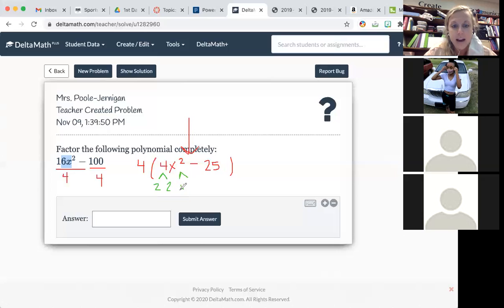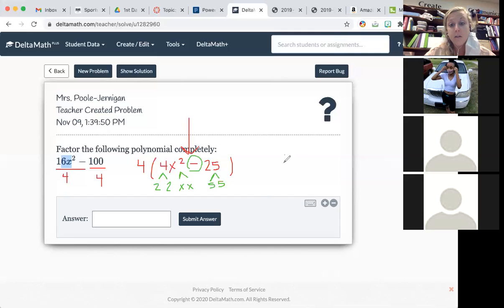Do y'all agree that would be x times x? So that one works out too. And then what about 25? 5 times 5. So they're all perfect squares. What's the last thing that has to happen for us to be able to break it apart? Look in the middle. What's got to be in the middle? The subtract sign. Good.